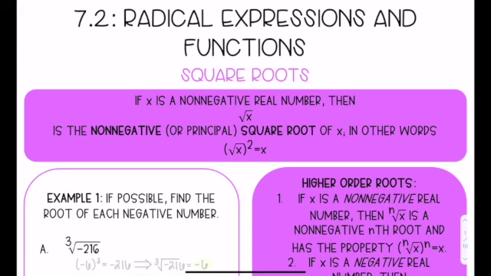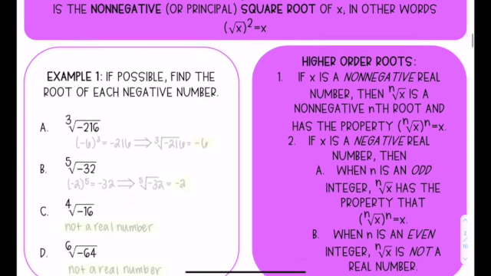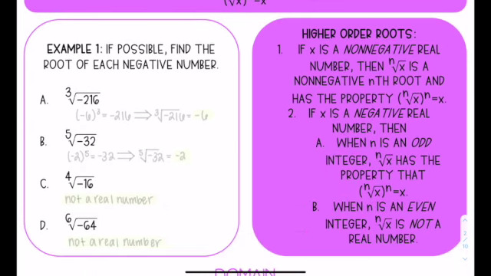Let's talk about higher order roots. If x is a non-negative real number, then the nth root of x is a non-negative nth root and has the property: the nth root of x to the n is just x. If x is a negative real number, then when n is an odd integer, the nth root of x has a property that the nth root of x raised to the n equals x. Or when n is an even integer, the nth root of x is not a real number.